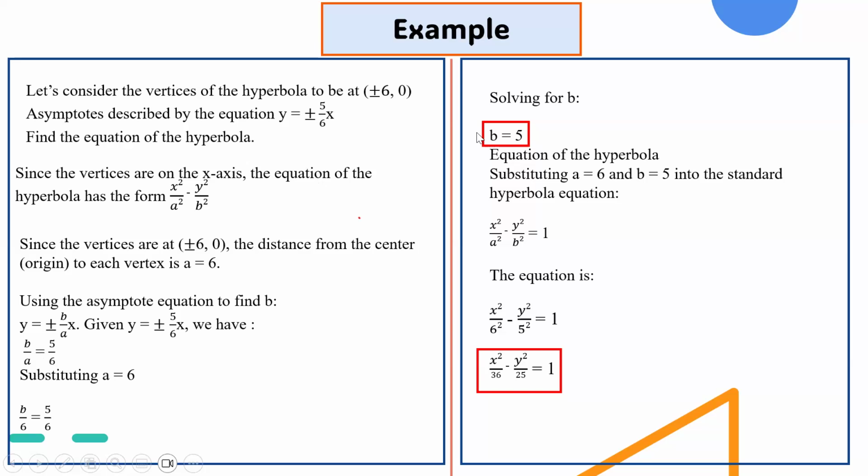B is equal to 5. So the equation of the hyperbola, substituting a equals 6 and b equals 5 into the standard hyperbola formula, the same formula that I mentioned before, x squared over a squared minus y squared over b squared equal to 1. When we substitute, this gives us x squared over 6 squared minus y squared over 5 squared equal to 1, giving us x squared over 36, because 6 squared gives us 36, and 5 squared gives us 25, so it's minus y squared over 25 equal to 1.